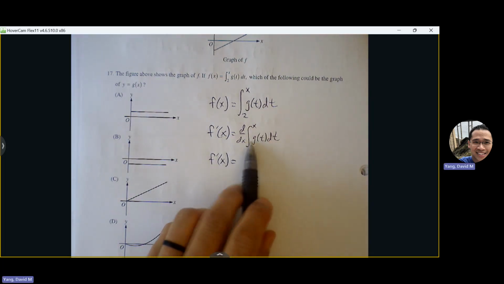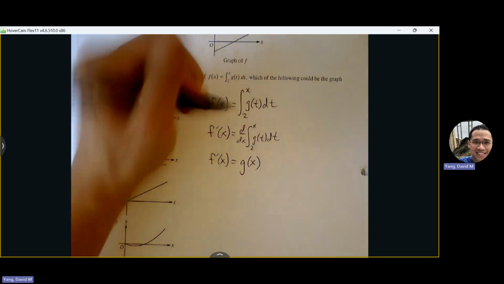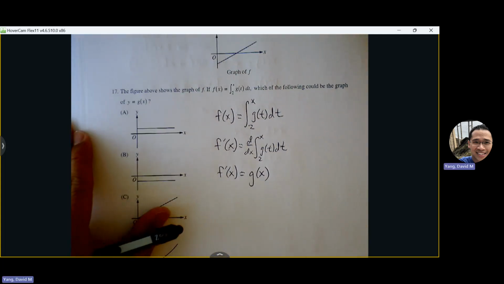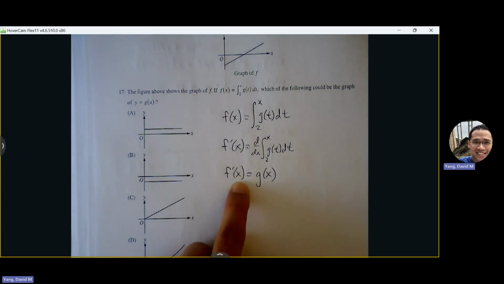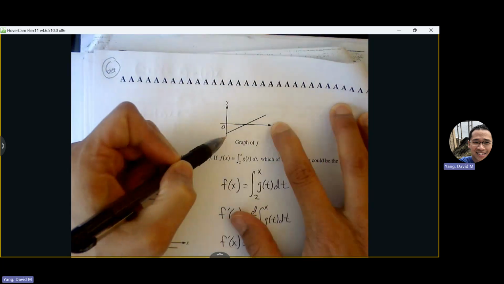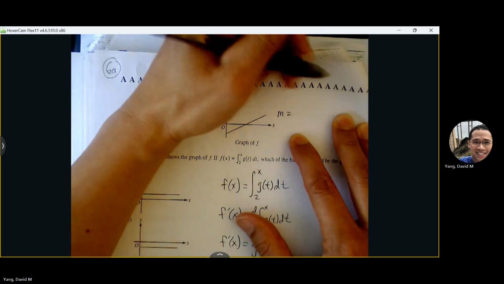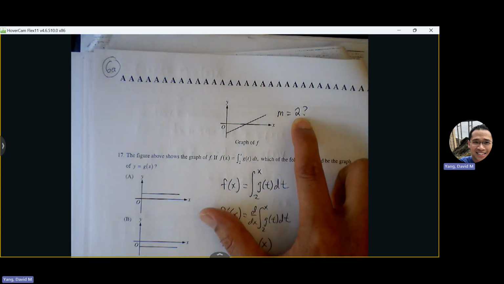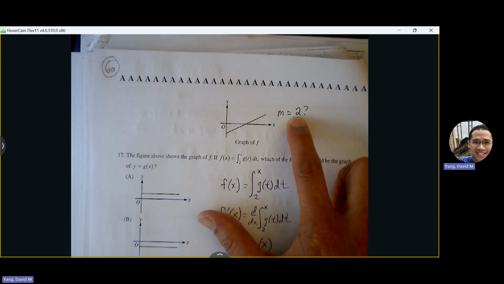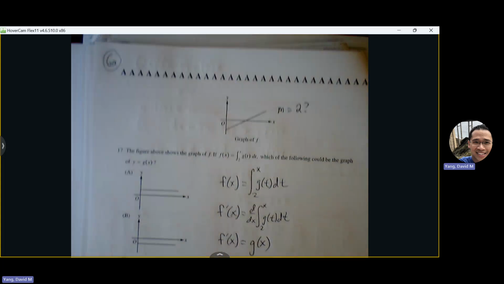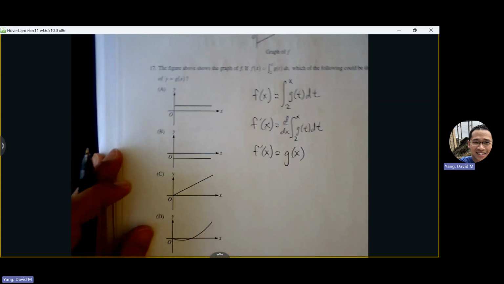Derivative and integral cancel each other out. We're just left with g. So we know that f prime equals g. So what could be the graph of g? Basically, we're asking what could be the graph of f prime? What could be the derivative of this graph? Well, this graph has a slope of maybe 1 or 2 or 3. It's some positive slope, right? So we basically want a derivative graph that has a slope of 2 or slope of 1 or slope of 3 all the way across, right? The slope is staying constant at the same value all the way through. So we want something that has a slope of 1 or 2 or 3 all the way through.